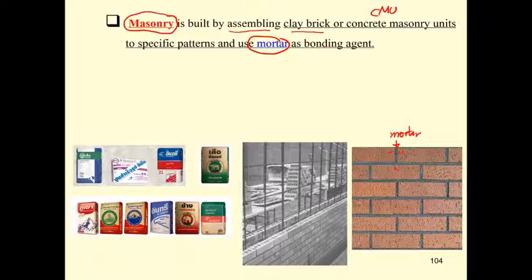The masonry can be reinforced masonry. This one is the reinforced masonry. They build the masonry into two layers per se, and have the gap over here so they can put the reinforcement. This is the steel reinforcement.